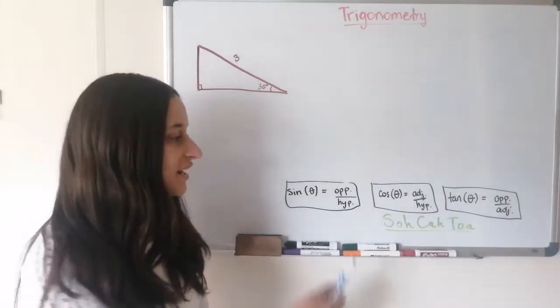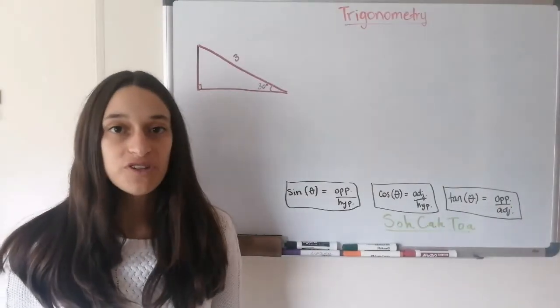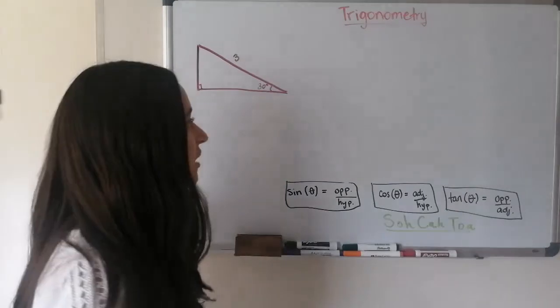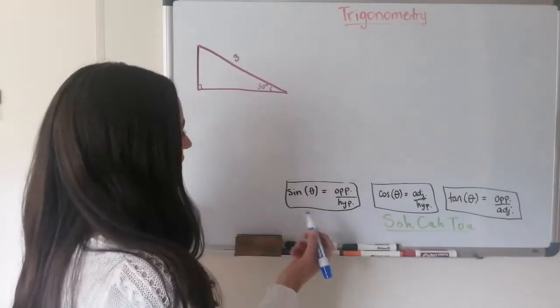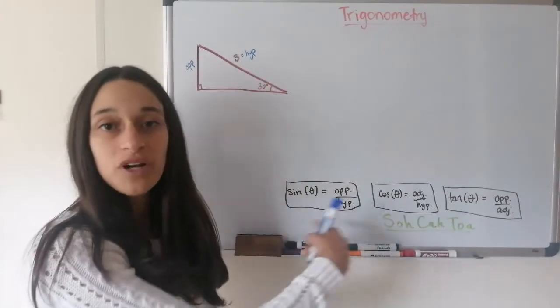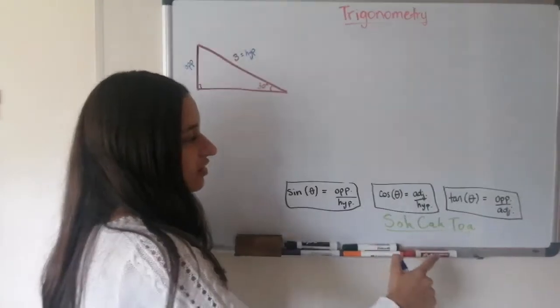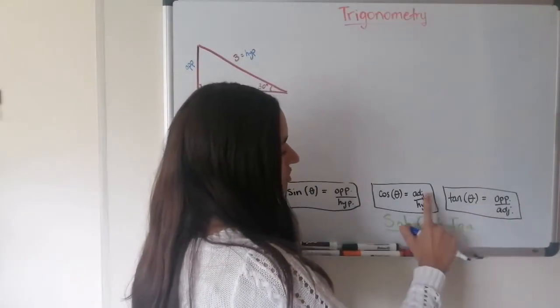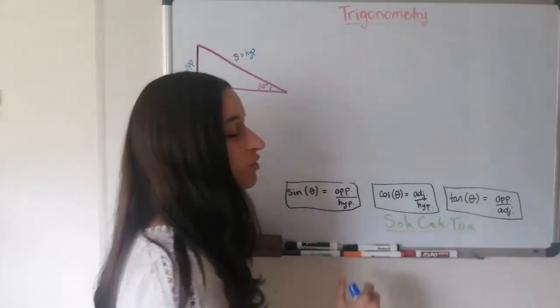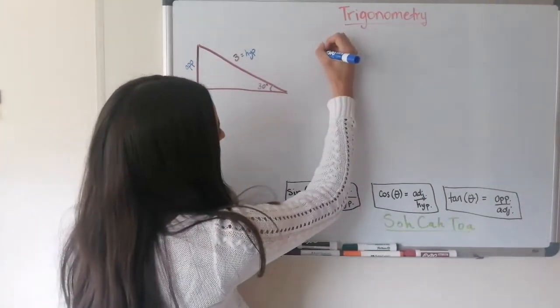So what can we do? We can actually use the trigonometric functions and solve for the side that we're missing. For example, we have the hypotenuse, and let's say we're looking for the opposite side. We need to find one of the functions that has opposite and hypotenuse. So you look, this one doesn't have hypotenuse, this one doesn't have opposite, so the only one we can use is sine.